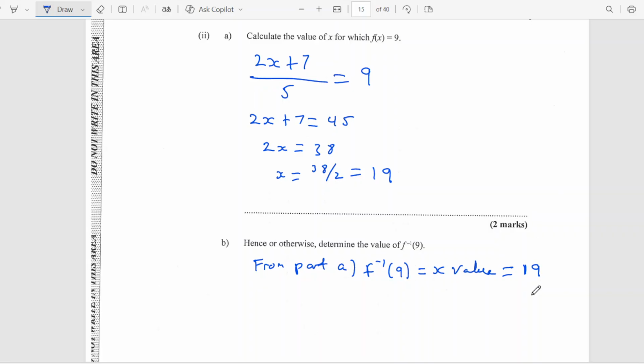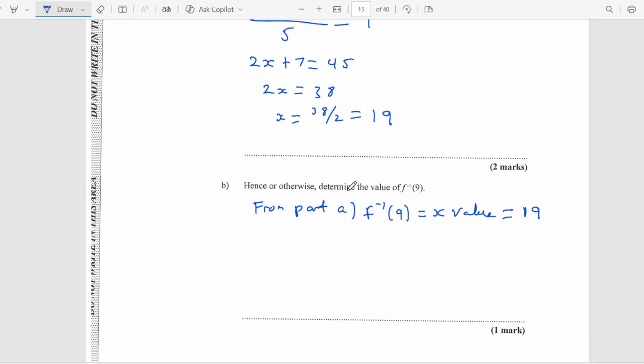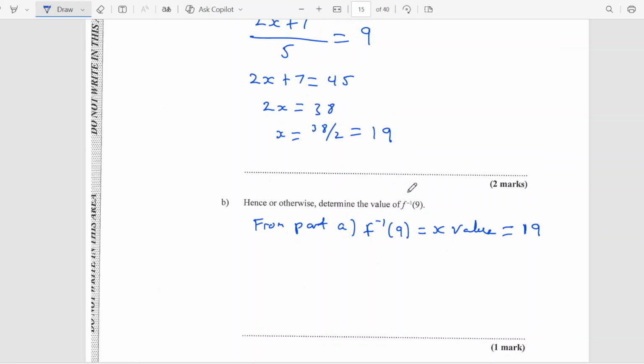Right? So if it didn't do that, meaning if you went and found what f inverse is, you let y equal to the function and do all these steps, find the inverse, and then substitute 9 in that inverse, you will still get this answer as 19. That's why they say hence or otherwise. The otherwise is to do it the long way, where it's only 1 mark, right?